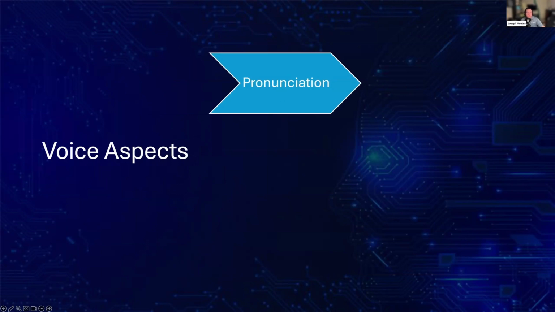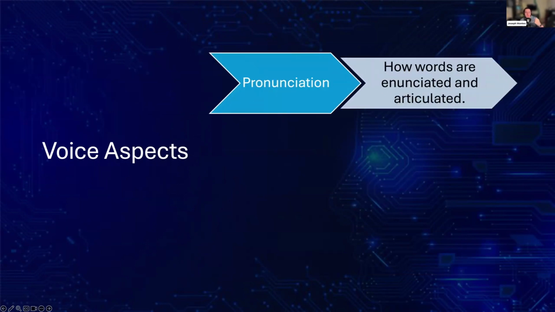Then we have the pronunciation. The pronunciation will be how the words are enunciated and articulated. So you can add emphasis on specific parts of the words. So maybe you want a character that speaks more with emphasized S's or T's, depending on how you wish the language to sound like.